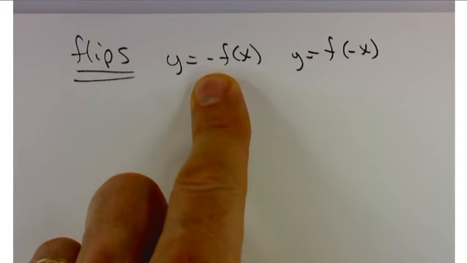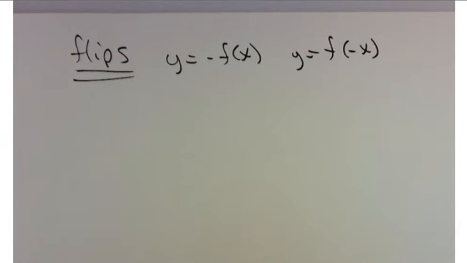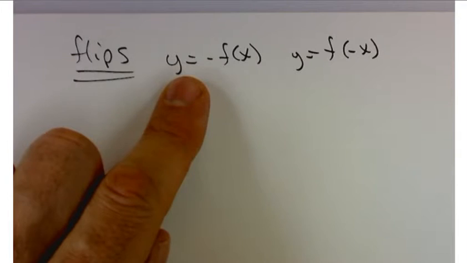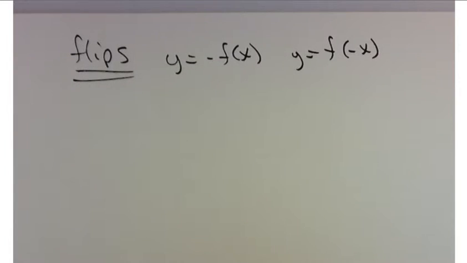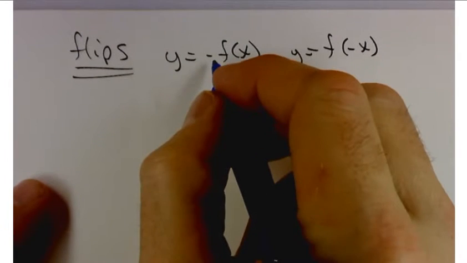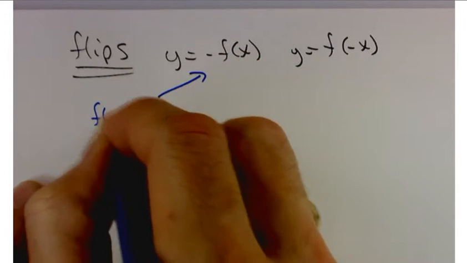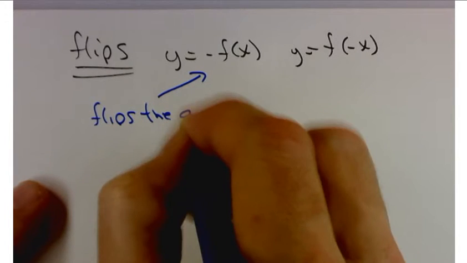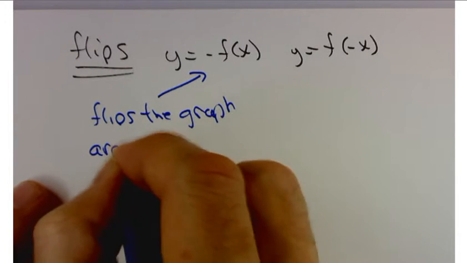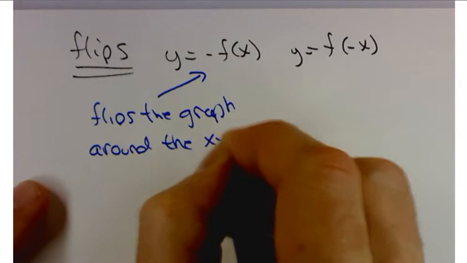Now negative f of x. Think of negative x squared. What happens when you look at the graph of negative x squared as opposed to the graph of x squared? Yeah, flips it upside down. So, okay, this is going to flip the graph around the x-axis. What do you think the negative inside the absolute value, or inside the function, is going to do? Flip around the y-axis. Yeah, flip around the y-axis.